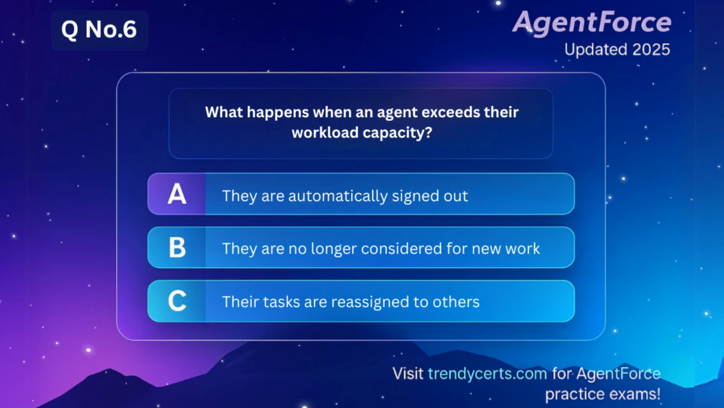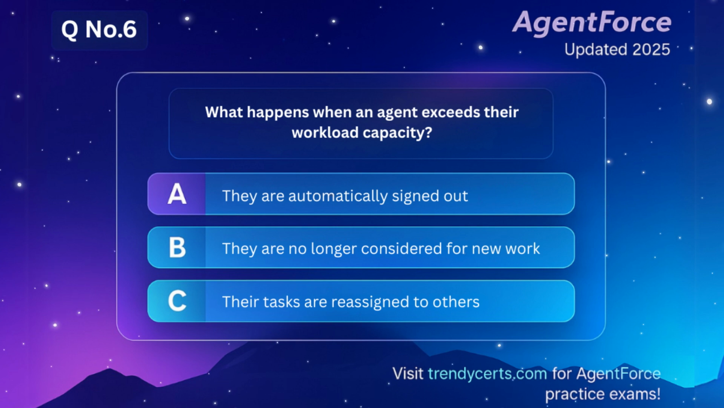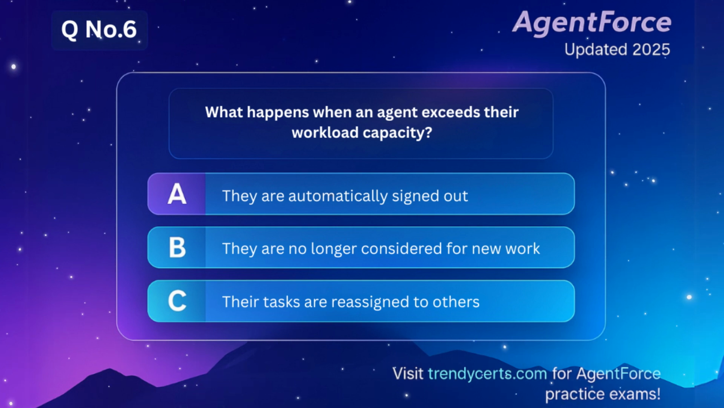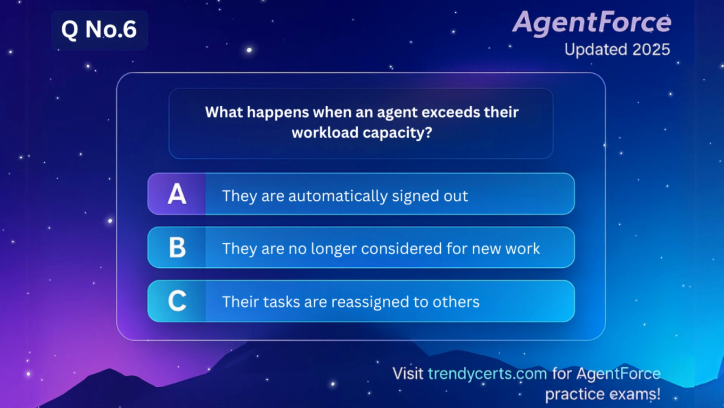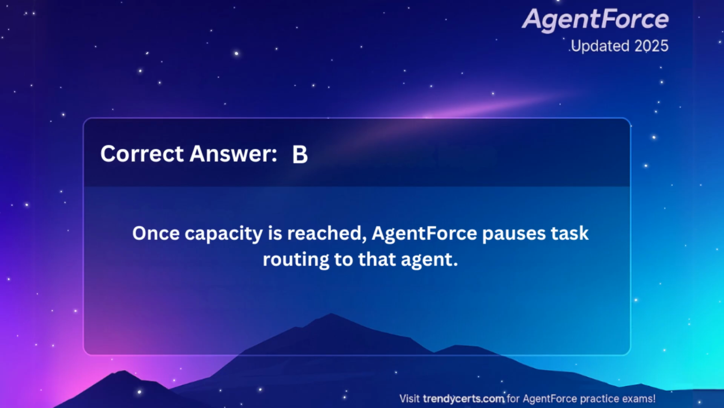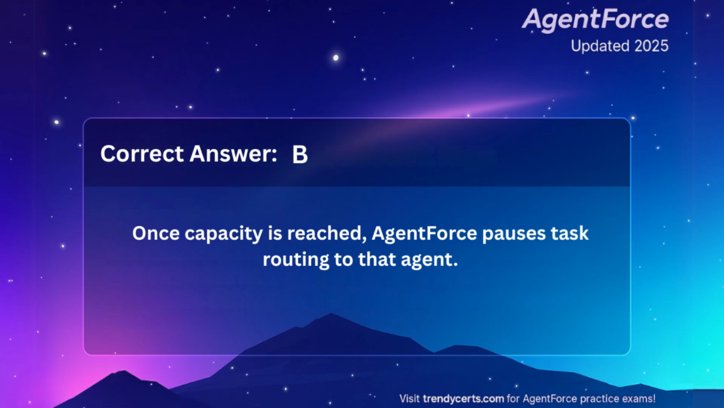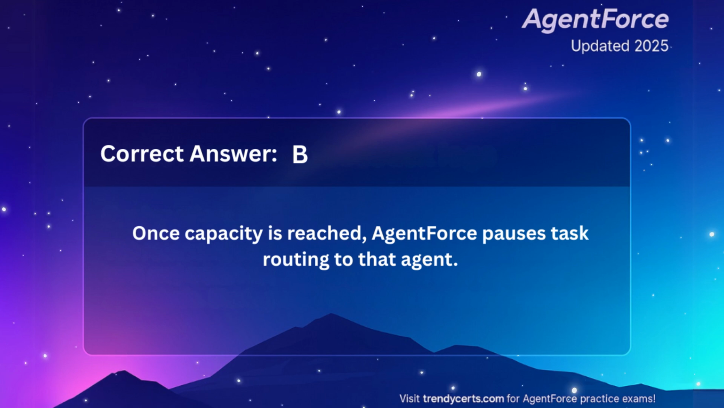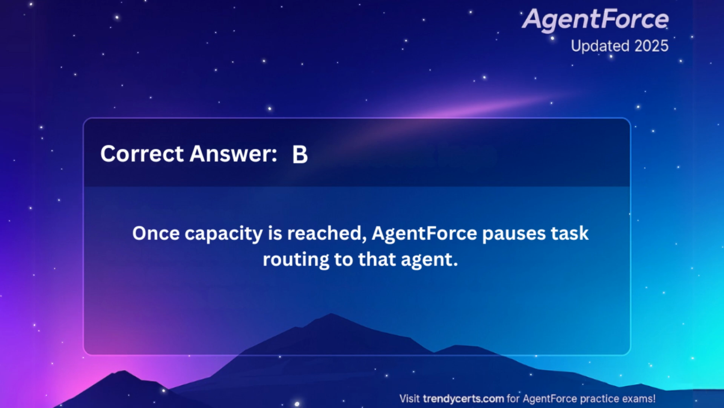What happens when an agent exceeds their workload capacity? A, they're signed out. B, they're not considered for new work. C, their tasks are reassigned. The answer is B. When the agent hits their max capacity, Agentforce temporarily stops assigning more work.